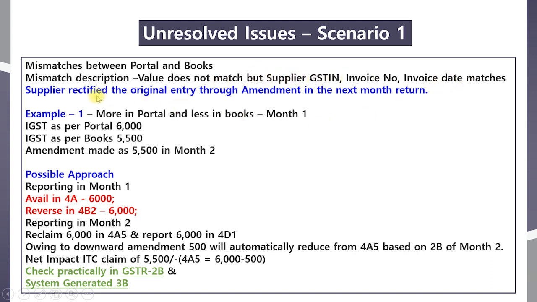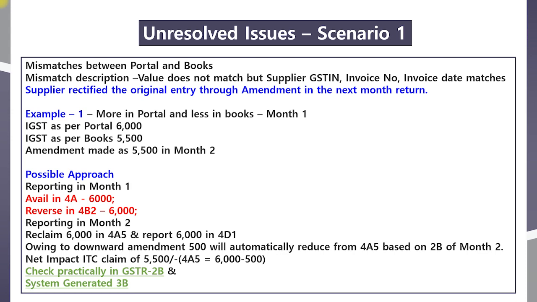If we look here, the value doesn't match, but all other details match. Now, let us further examine what the supplier does. He will realize the mistake in the next month and rectify the original entry itself through an amendment in the next month's return. What is the example here? As per the portal, the value is reflected as 6,000 in month 1, but my books show 5,500, which is based on the actual transaction. Now, the supplier has made this amendment of 5,500 in month 2.